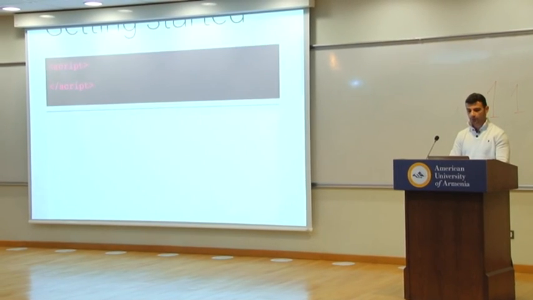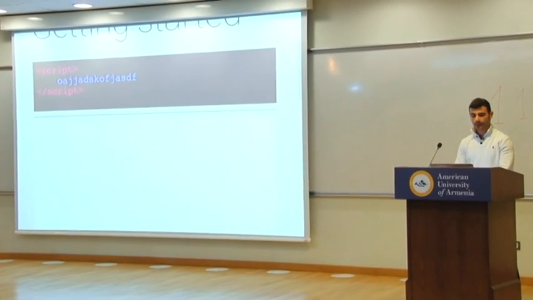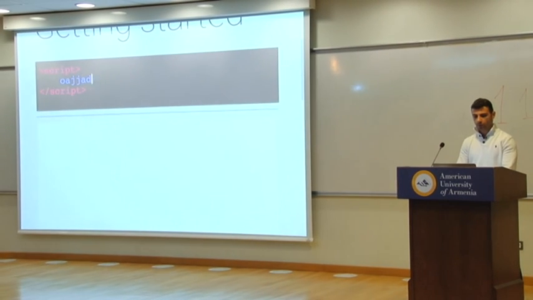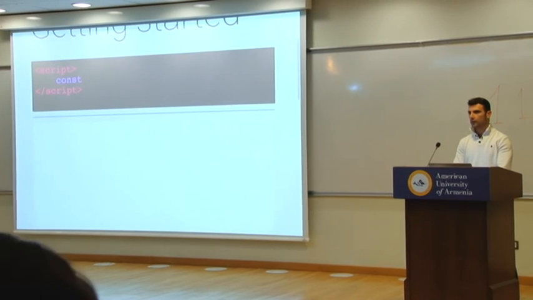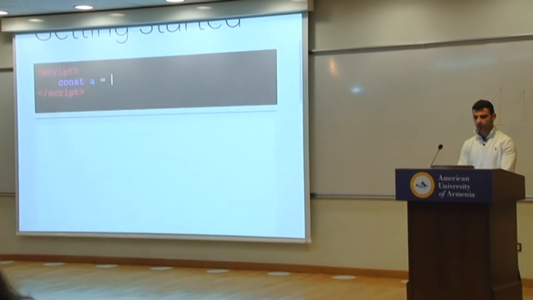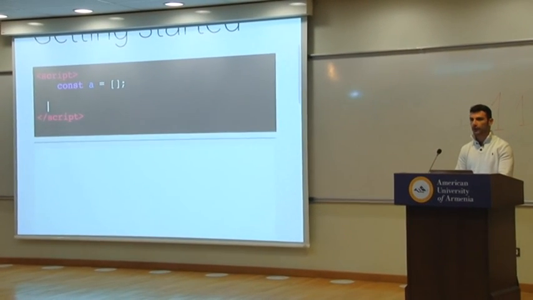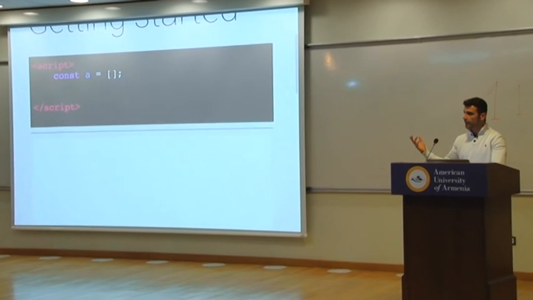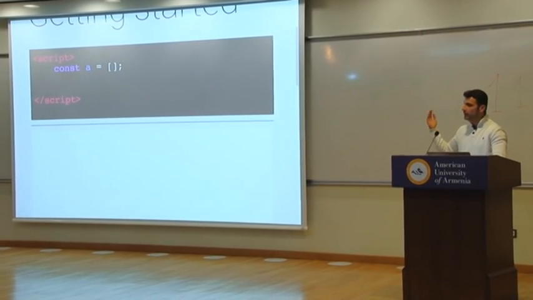Can everyone see the code? Yes? Okay. So if you will recall, we create an array by creating two brackets next to each other. This means I have created an array, and I have placed that array into A.